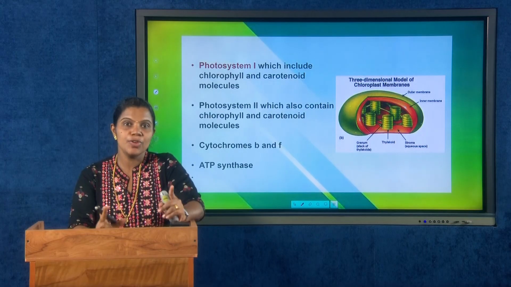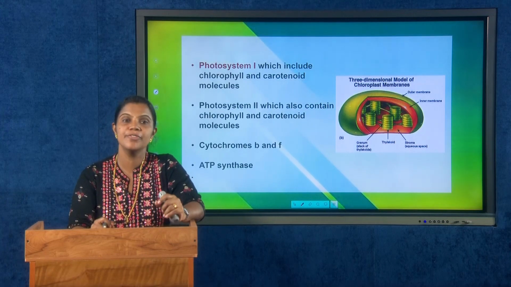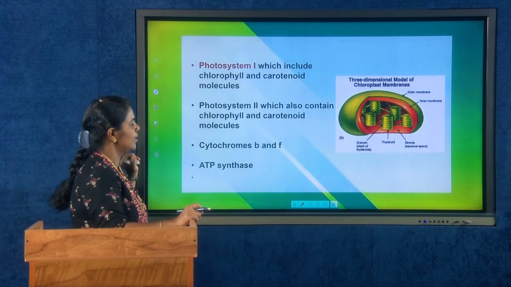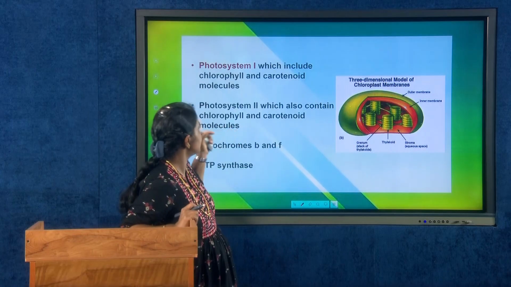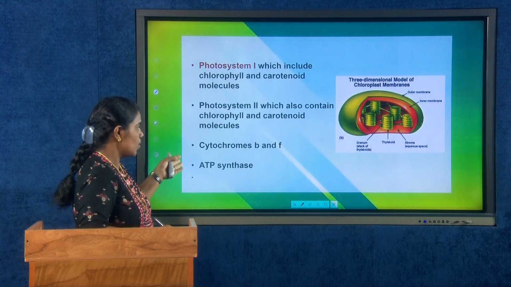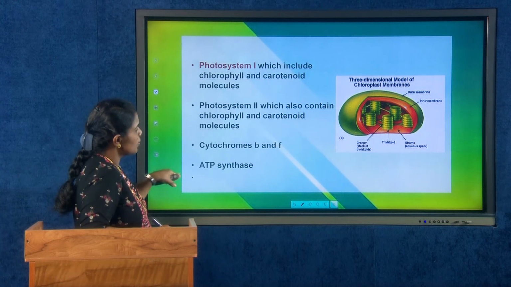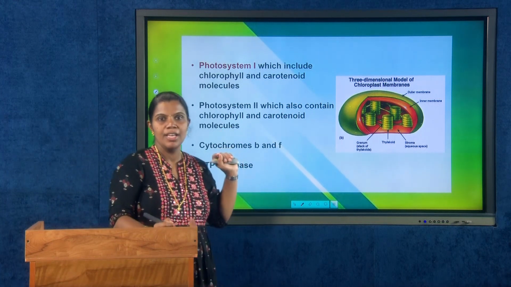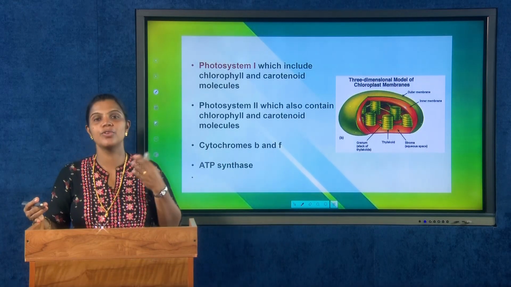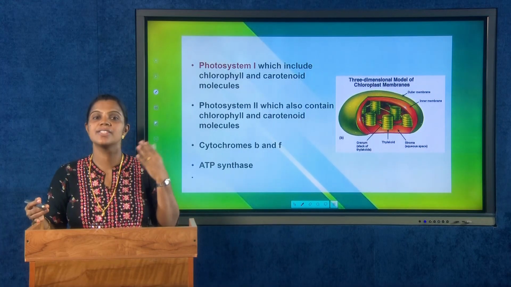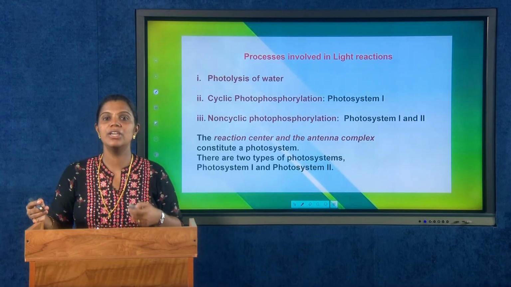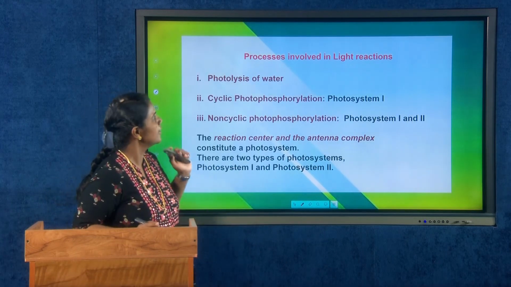The first photosystem involved is photosystem 1. It includes chlorophyll and carotenoid molecules. Photosystem 2 also has chlorophyll and carotenoid molecules. It also has ATP synthase. It also has cytochromes b and f. So, what is that and how does it function? That is photosystem 1 and photosystem 2, and why we call it photosystem 1 and photosystem 2, and where it is present. These things we will learn in the coming slides.